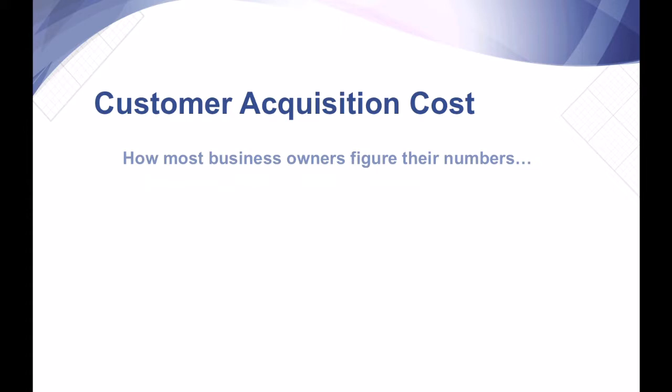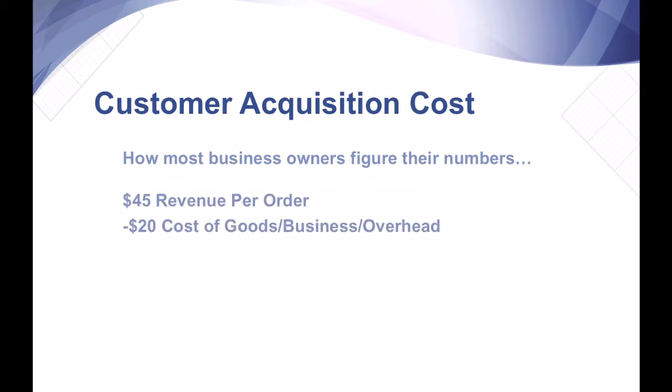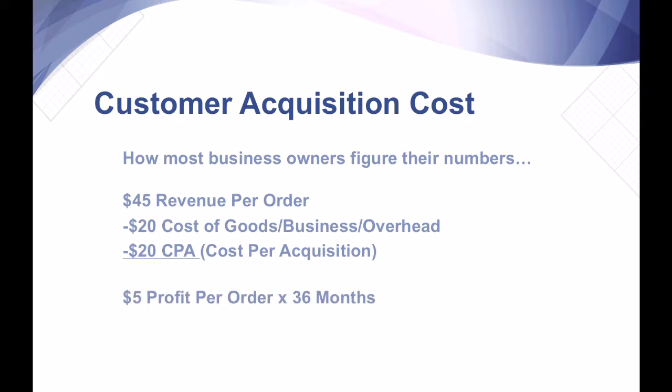So here's how most business owners figure their numbers and their acquisition costs. They think of that $45 revenue per order. Then they go, well, I've got $20 worth of the cost of the actual clothing or the goods, the cost of doing business, the overhead, the labor, whatever that may be for your business. And they're like, well, then I have to pay $20 per acquisition with a Facebook ad or whatever. It costs me $20. So I'm only making really $5 per order. But again, you have to do that by 36 months. Now you see there's a $180 lifetime profit. So it's a whole different way of doing business.